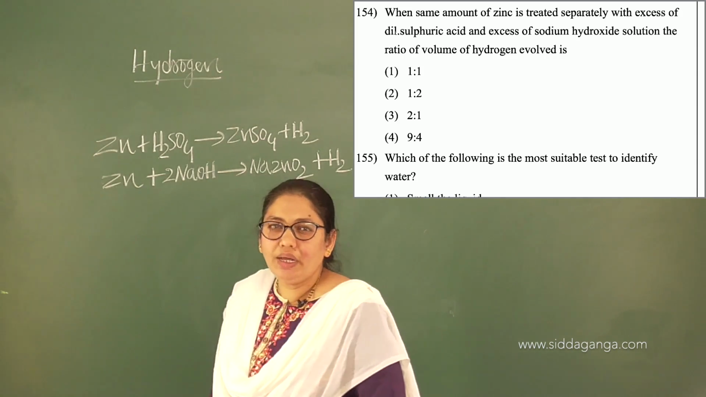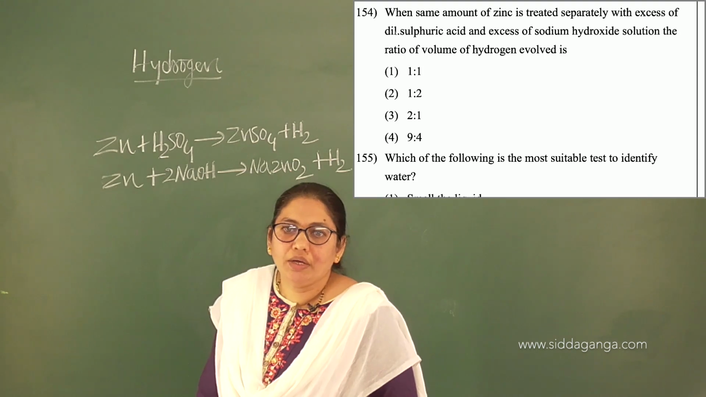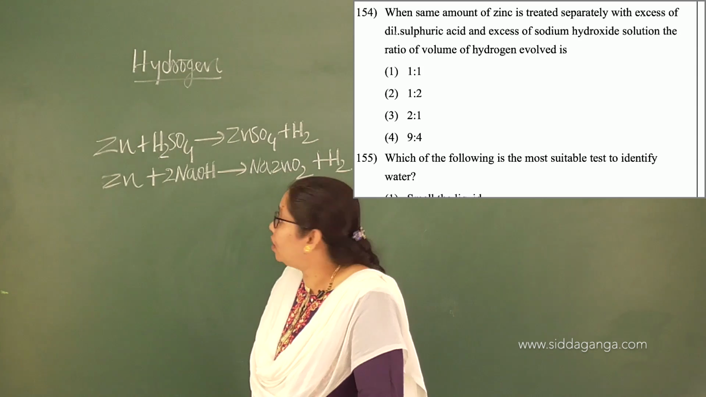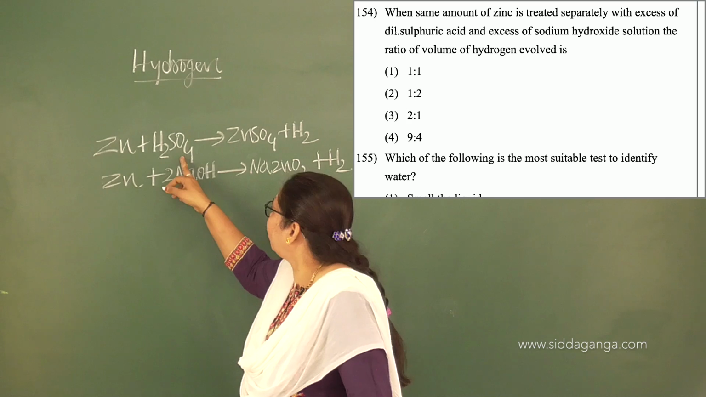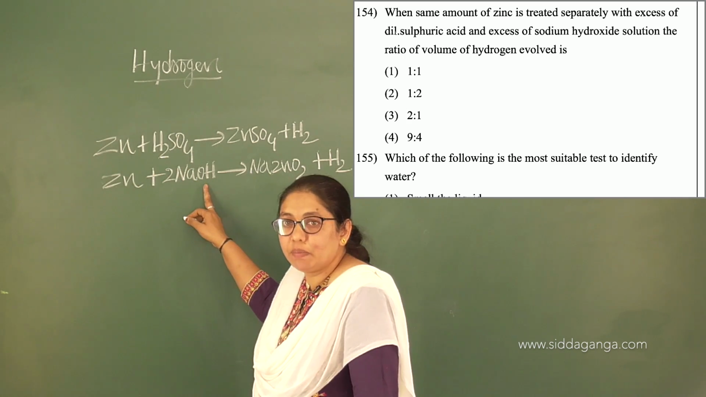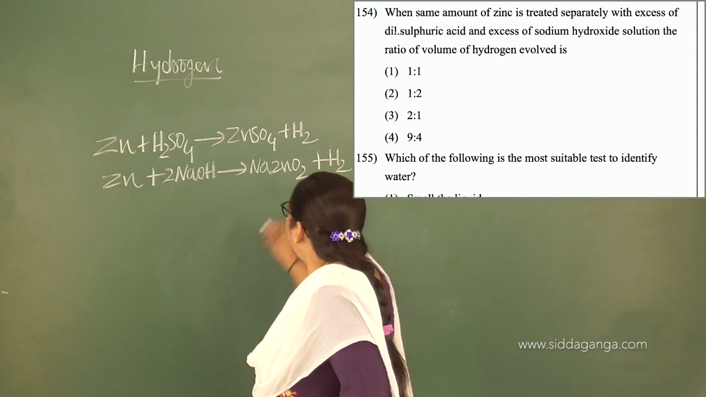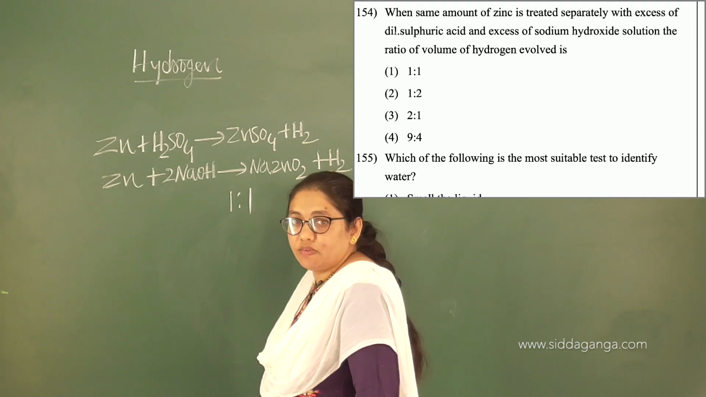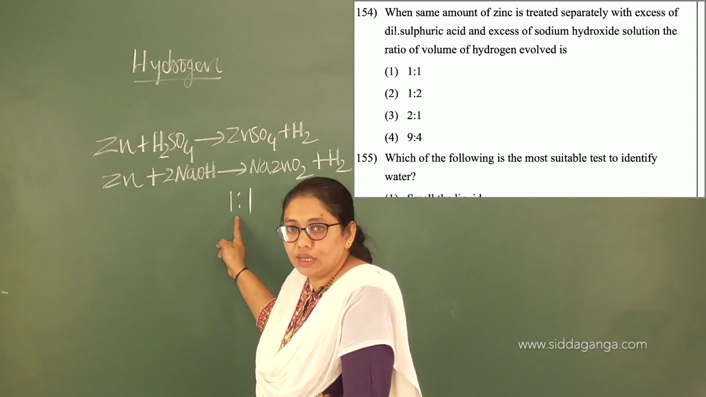So the question is, we have to find out the ratio of the volume of hydrogen evolved. Both are separately made to react, one with excess of sulfuric acid and the other with excess of sodium hydroxide, which is a base. So we have to find out the ratio of hydrogen gas formed. It is 1:1. In both cases, one molecule of hydrogen gas will be evolved. So the answer is the first option, 1:1. Understood this question? Yes. Next one.